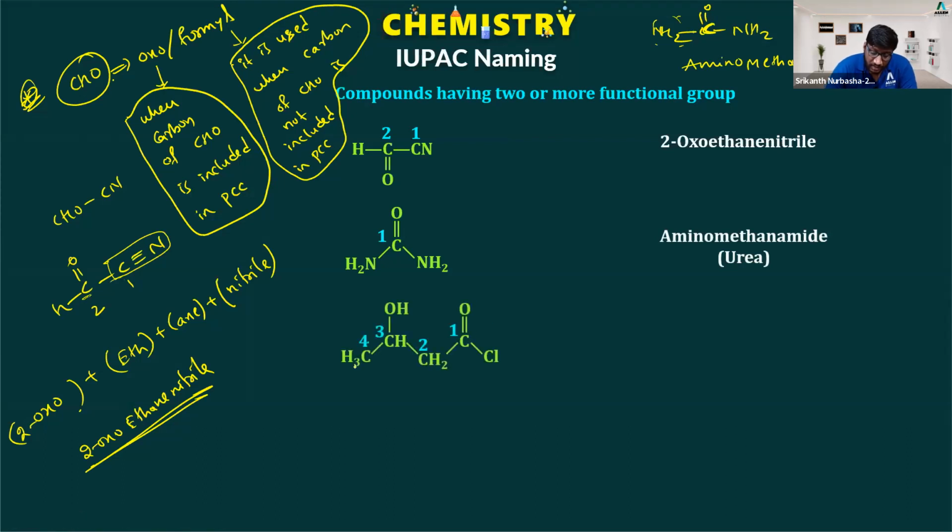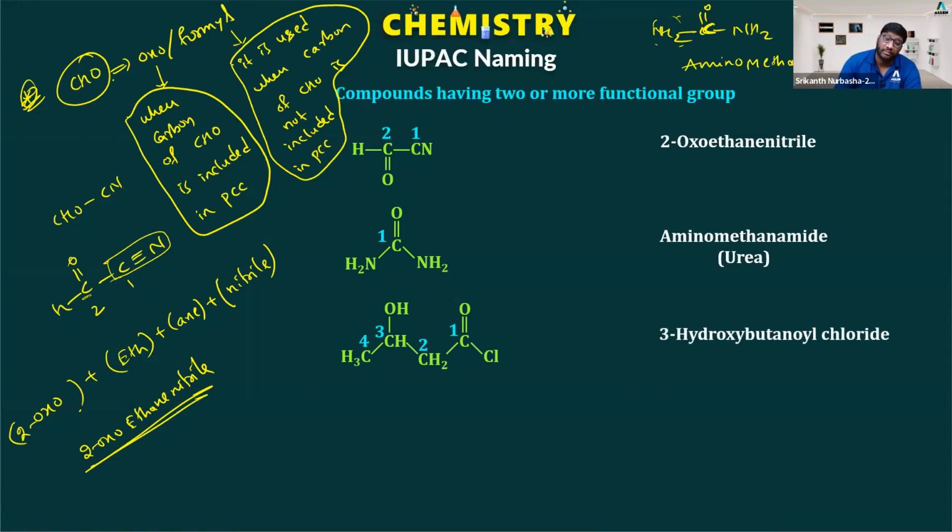Try to name this: CH3 CHOH CH2 C double bond O Cl. So 1, 2, 3, 4. 4 carbons are there in the long chain. On the first carbon, first priority has been given to C double bond O Cl when compared to H. That is normal based on priority order. Since the lowest number is given to this one, on the third you have hydroxy. So 3 hydroxy butanoyl chloride.